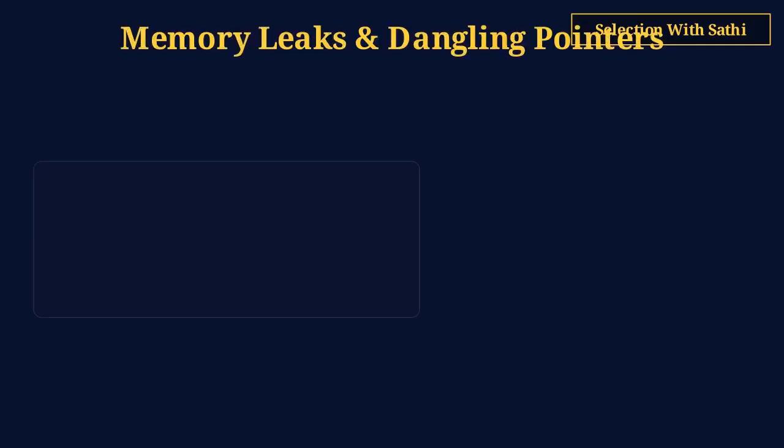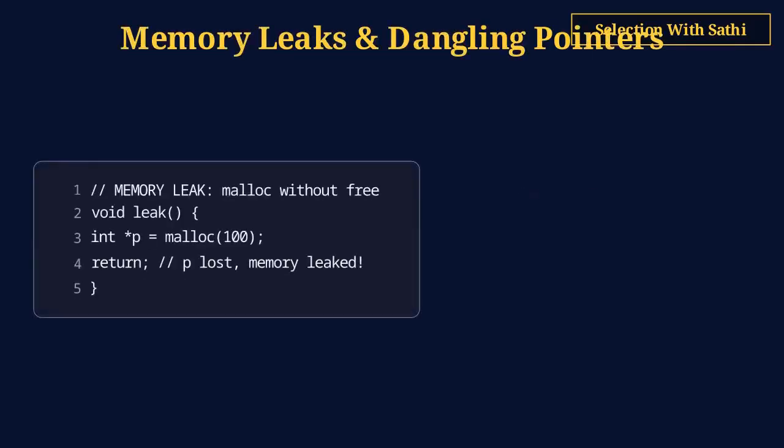Fourth concept: memory leaks and dangling pointers. A memory leak happens when you allocate memory but never free it. In long-running programs like servers, leaks accumulate and eventually crash the program. A dangling pointer is a pointer to memory that has already been freed. Dereferencing a dangling pointer is undefined behavior. It might work, crash, or corrupt data silently.